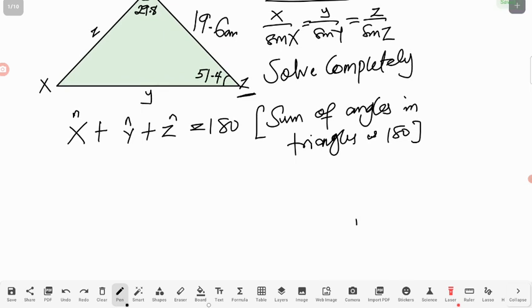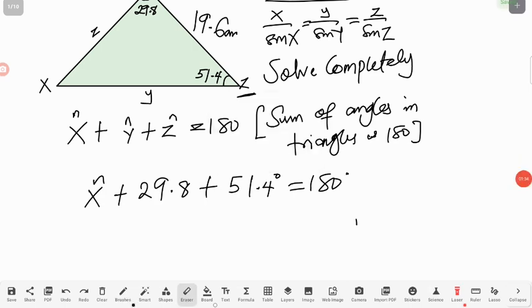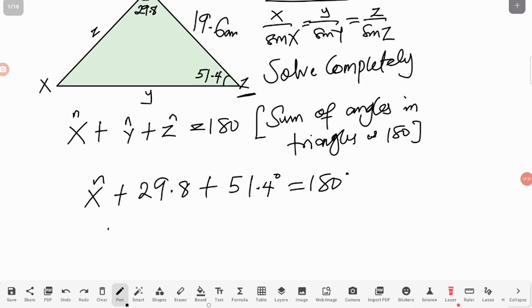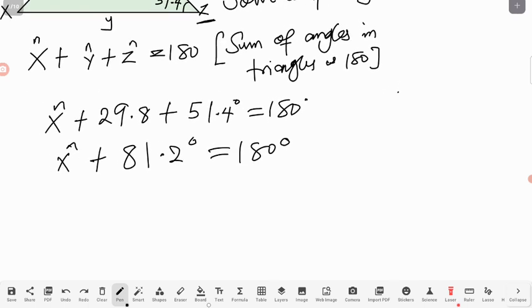So we have now that angle x plus 29.8 plus 51.4 degrees gives us 180 degrees. In view of this, by the time we add 29.8 plus 51.4, by pressing your calculator, we have 81.2 degrees, which is equal to 180 degrees. So let's try to solve it clearly to have a meaningful value.